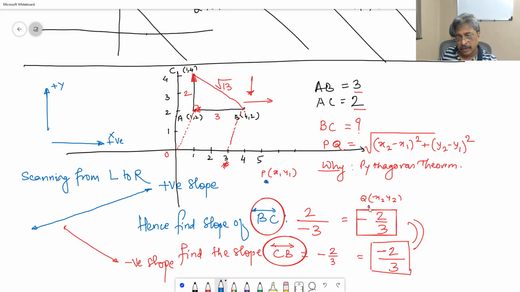Now the next question is, find the slope of this PQ. P is x1, y1, Q is x2, y2. That is the easiest thing that I can ask you now. You are supposed to remember this formula. The distance formula is extremely important. You have to remember it. And slope.